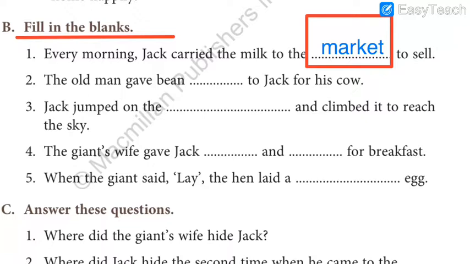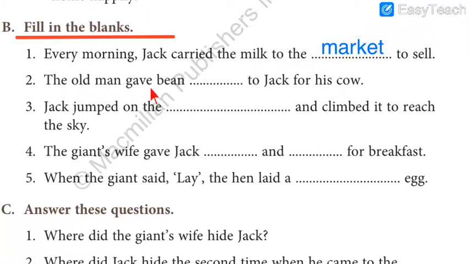Now it's time, students, that you will repeat after me. Every morning Jack carried the milk to the market to sell. Answer, market. I hope students you are repeating after me.